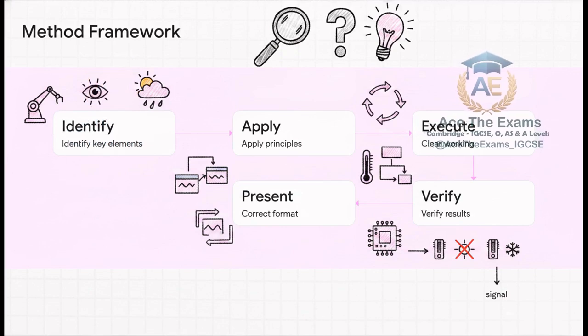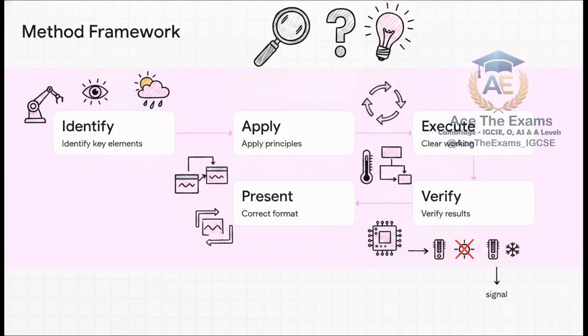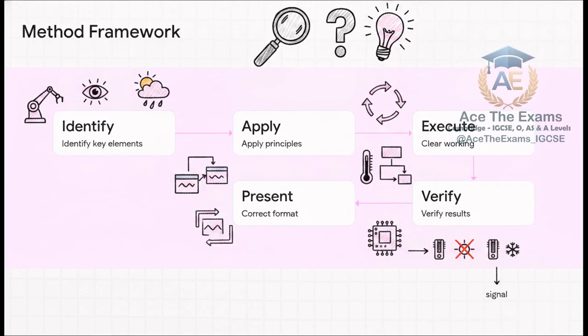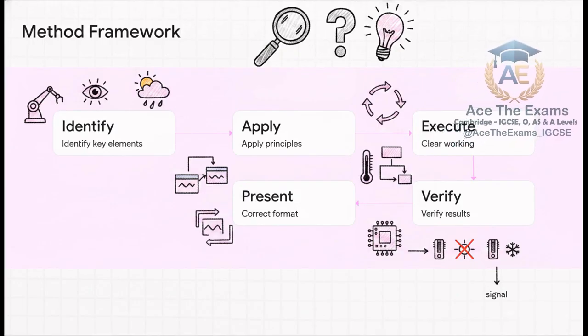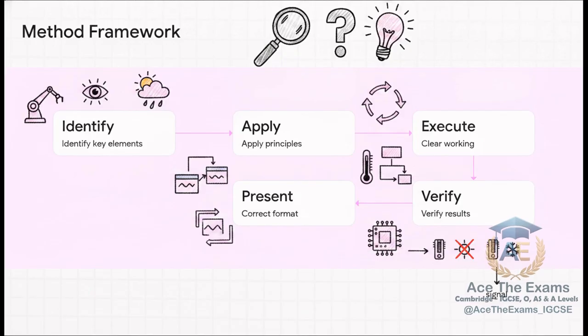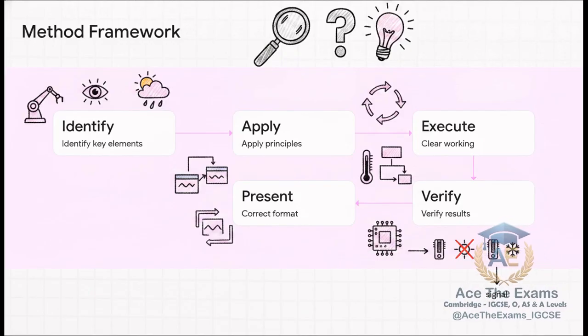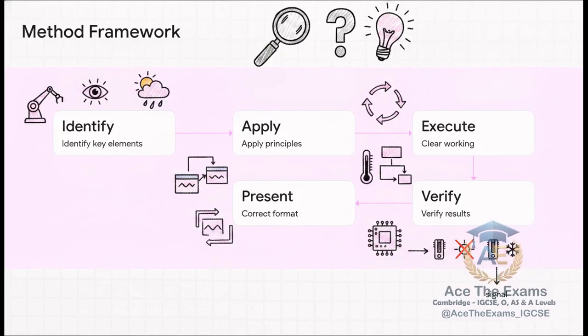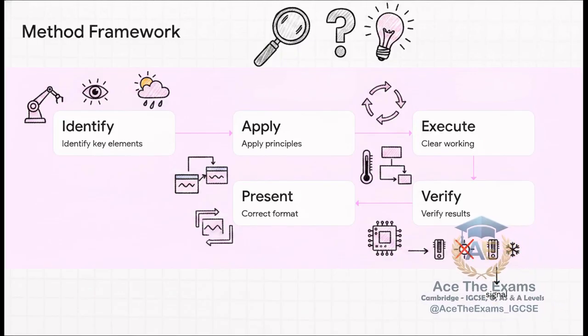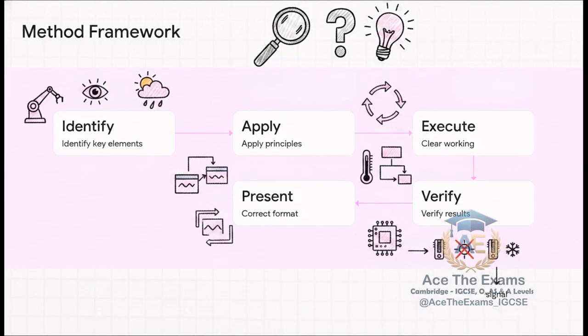Step 3. Execute analysis with clear working. You literally walk the examiner step by step through the data's journey, just like we did with that beautiful greenhouse temperature example a minute ago. Step 4. Verify results. This is your reality check. Look at your own logic. Ask yourself, does it logically make sense that the heater turns on if the room is already too hot? No, of course not. If it doesn't make sense, fix it right then and there.